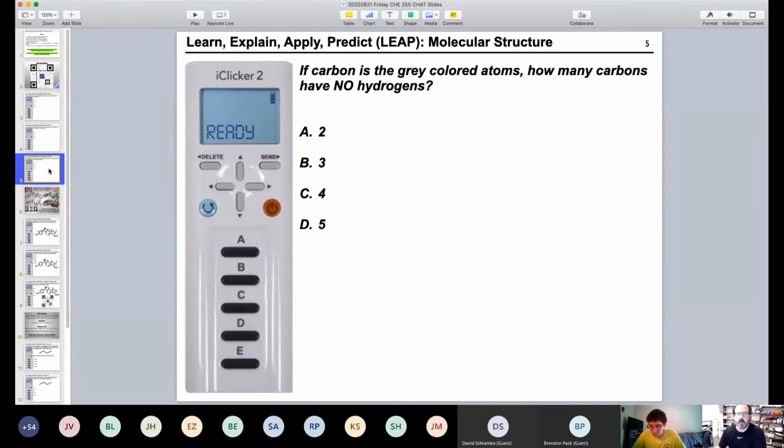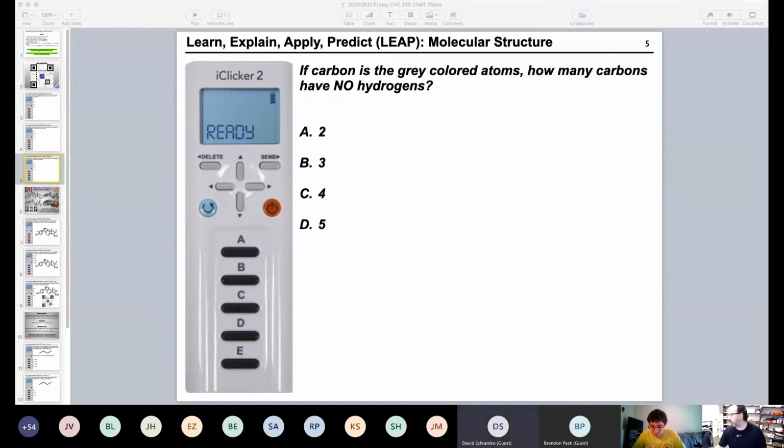So again, if carbon is the gray colored atom, how many carbons are bearing no hydrogens? I think my multiple choice A, B, C, and D might not have the correct answer on there, so just put a number in the chat box.